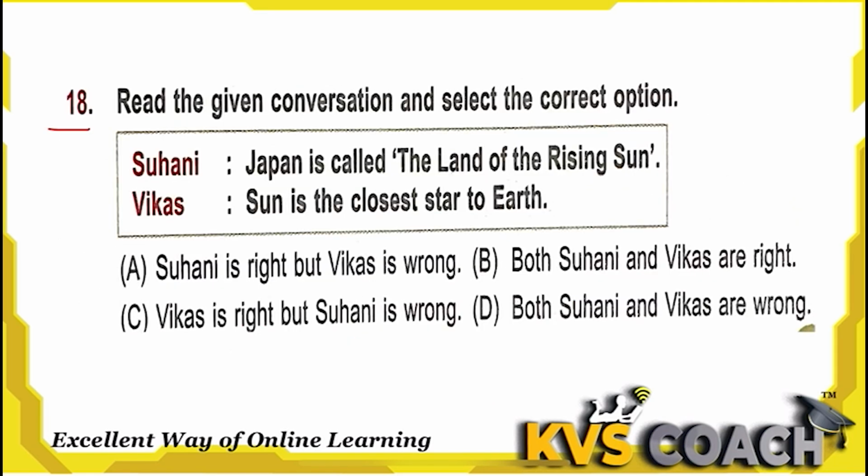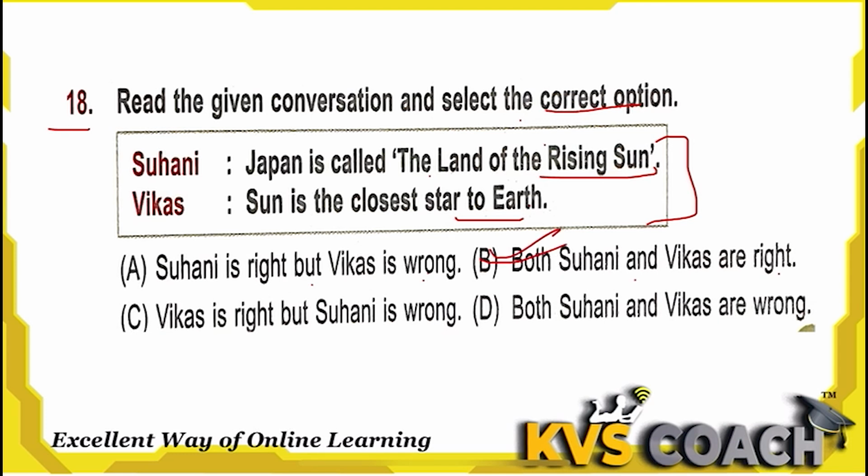Next question is, read the given conversation and select the correct option. Suhani says Japan is called the land of the rising sun. Vikas is saying the sun is the closest star to earth. So select the correct option according to their conversation. Option A, Suhani is right but Vikas is wrong. No, they both are right. Both Suhani and Vikas are right.